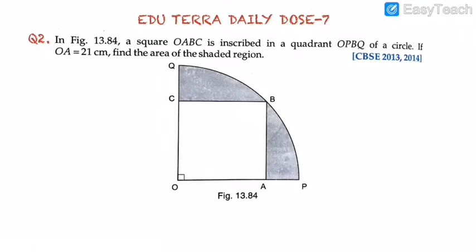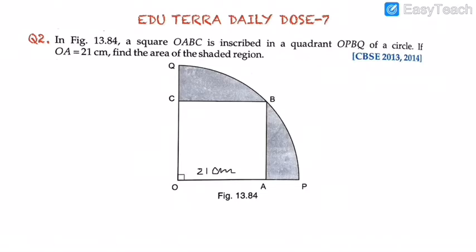So it is a quadrant, so angle O will be 90 degrees. How can we find the area of the shaded region? First think, then try to start. The question is taken from CBSE 2013 and 14. This type of question is very important, so you should practice.